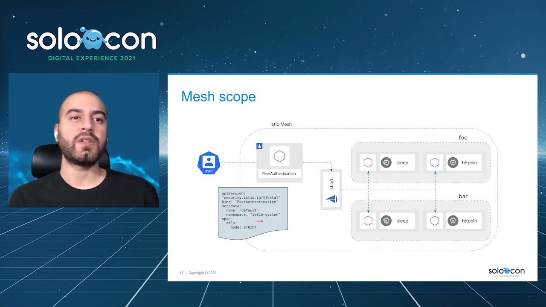And since it's defined in the istio-system namespace, that's the root namespace by default. So when you have a peer authentication resource that's in the root namespace and doesn't have a selector, that means it's mesh-wide. And so in this case, we're turning on strict mode for every workload in the mesh.